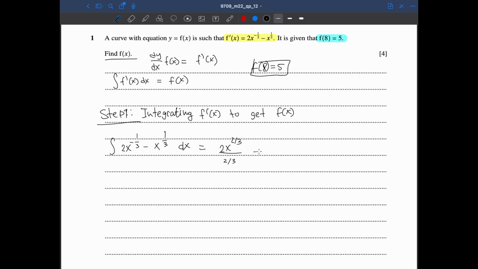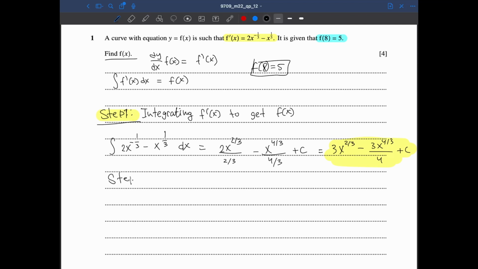Let's do the same thing. What's 1 over 3 plus 1? That's 4 over 3. So x to the power 4 over 3 divided by 4 over 3. And then we have plus c. We should never forget the plus c. All right, let's simplify things. 2 divided by 2 over 3 is just going to be 3x to the power 2 over 3. And then this is going to be 3x to the power 4 over 3 over 4. And then we have plus c. That's step 1. Let's just highlight what we achieved from step 1 so it's clear.